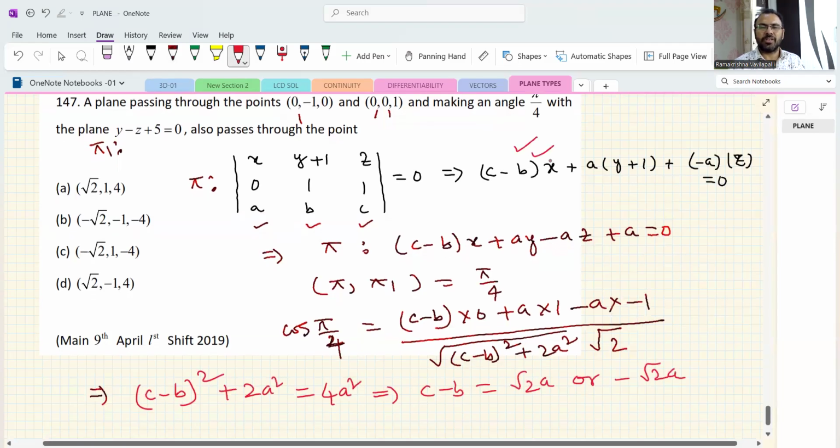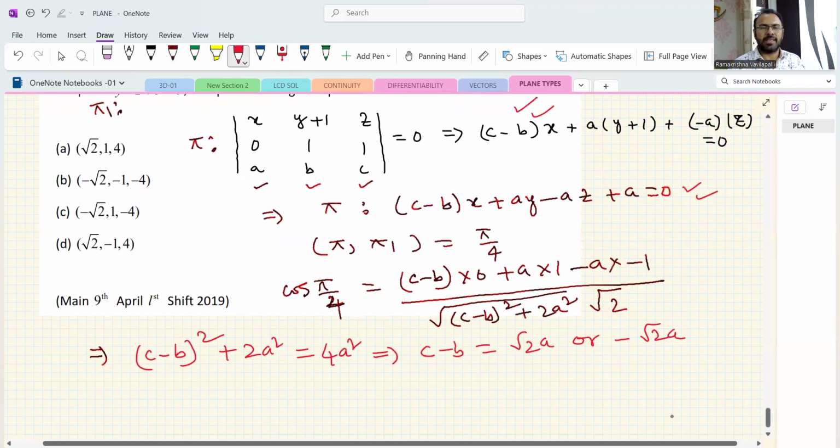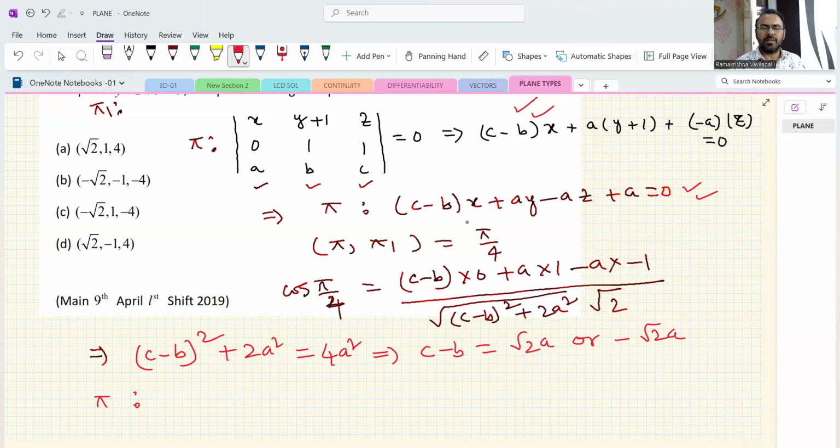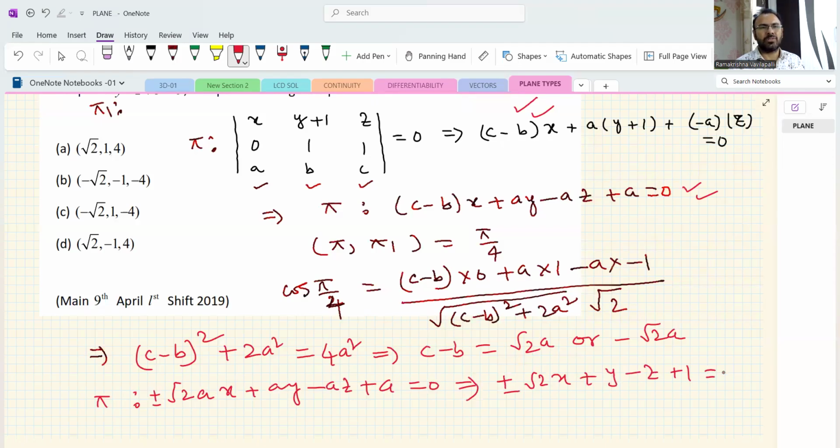Substitute in the plane pi. Now, what is the plane pi? Plane pi is now, if you substitute root 2a, then here substitute plus or minus root 2a into x plus ay minus az plus a equal to 0. There are two planes. Now you can cancel a. So plus or minus root 2x plus y minus z plus 1 equal to 0.